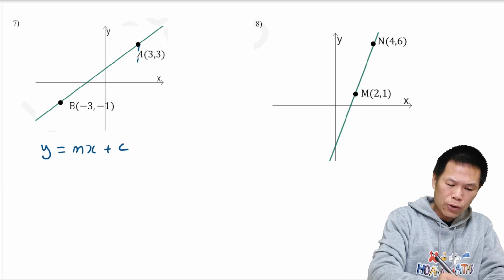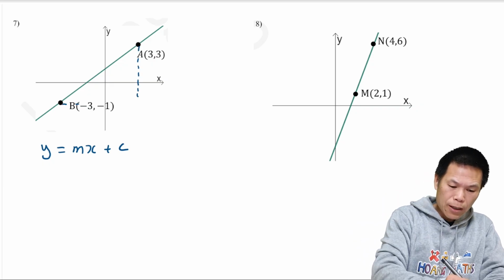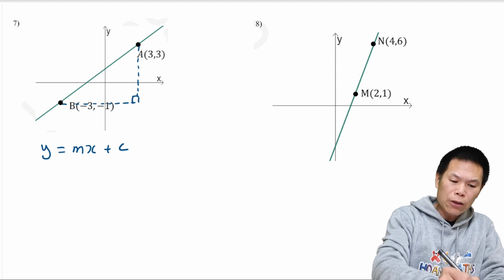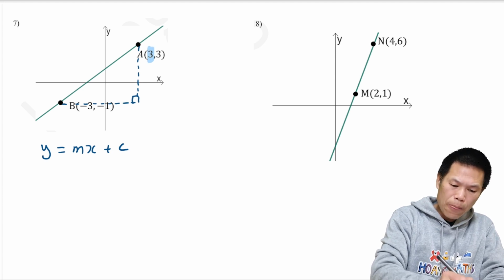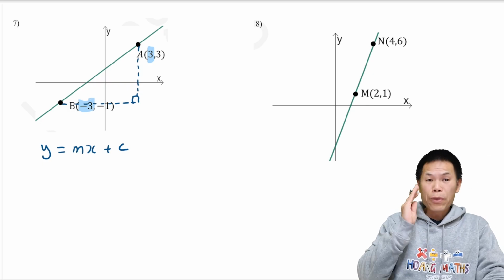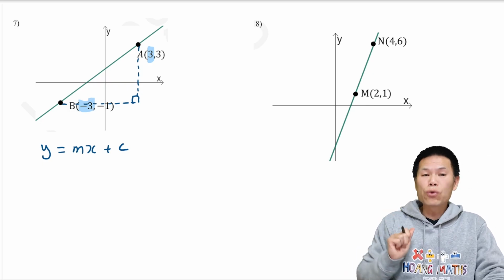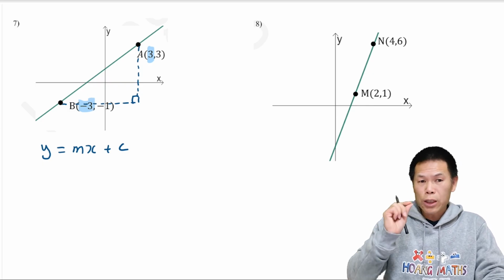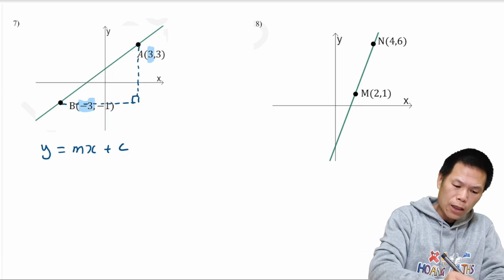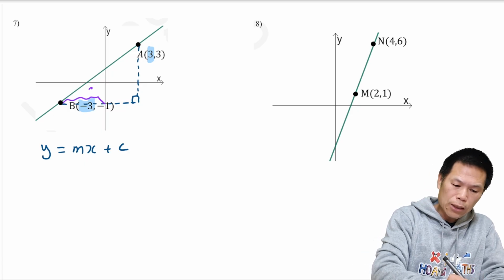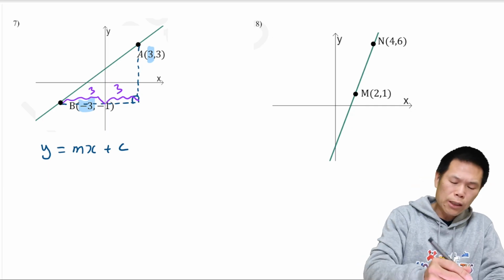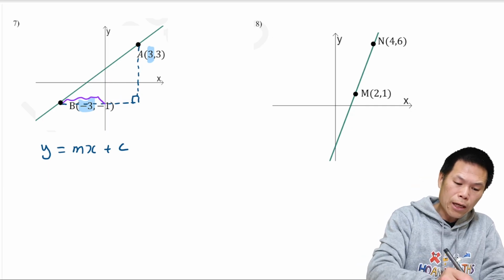Construct a right angle triangle down like this. So therefore, the x values are 3 and -3. So from -3 to 0 is 3 units, and another 3, so 6 units altogether, okay? So from here to here is 3 units. From here to here, 3 units. So therefore, 6 units for horizontal, okay?